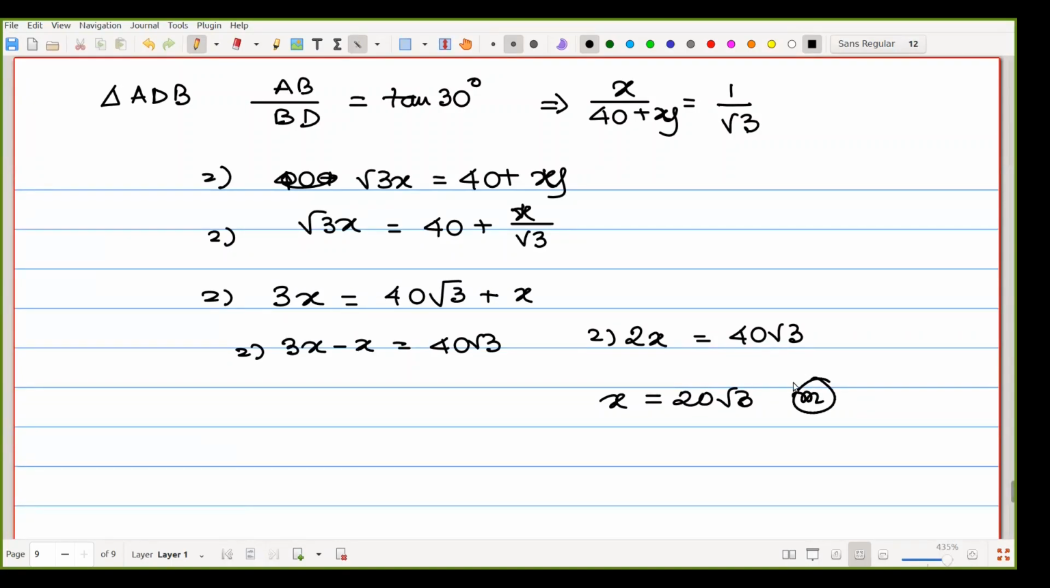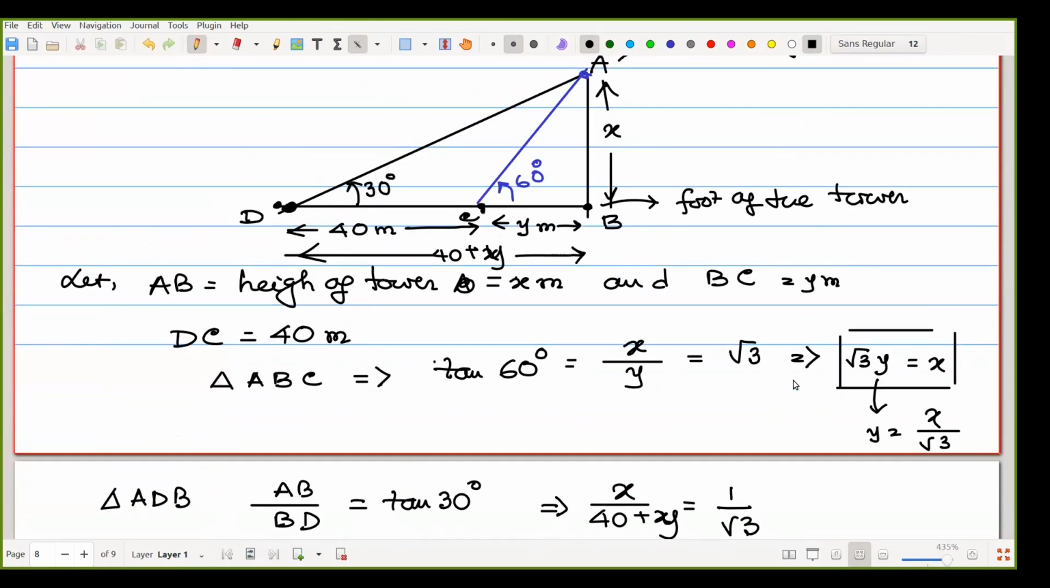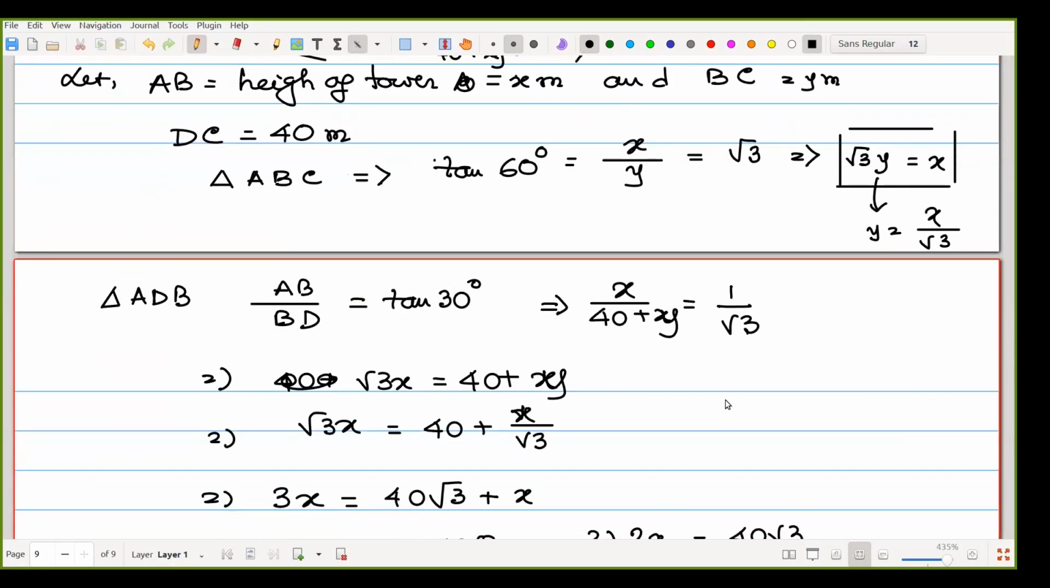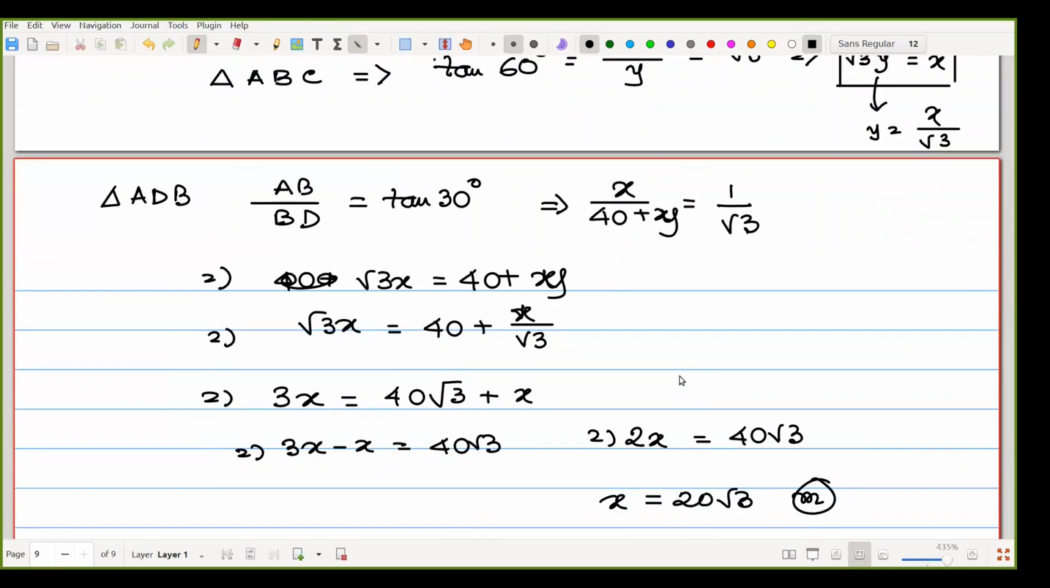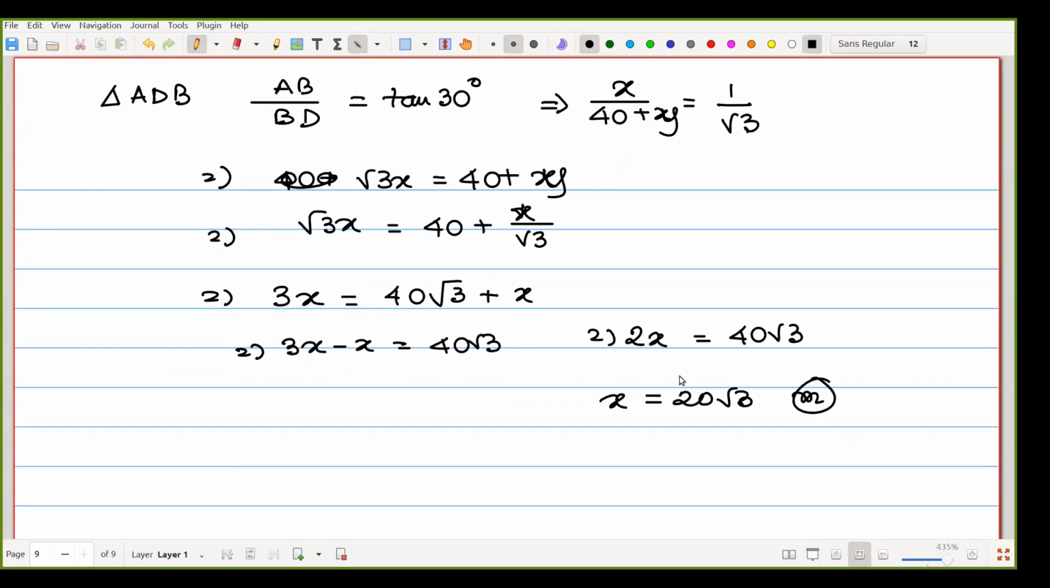Okay, once again I am saying: first, using the right angle triangle ACB, tan 60 is equal to perpendicular by base. And in the second one, for the angle ADB, using tan 30 degree, that means perpendicular by base. Just using that formula, we can find out the value of the height of the tower.